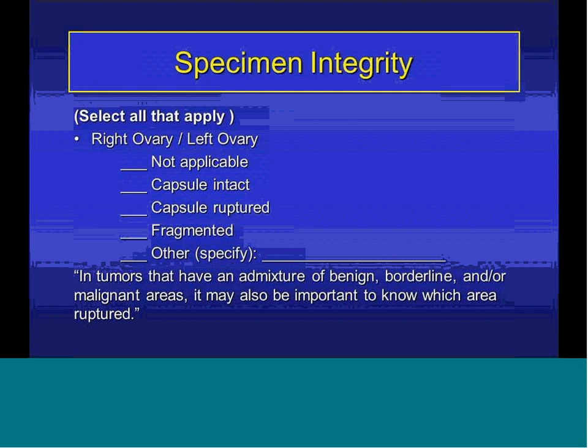Specimen integrity, very important in ovarian tumors. Whether the surgeon was able to remove the ovary intact or whether it was already ruptured prior to surgery or ruptured during surgery due to adhesions. It's often not possible for pathologists to determine when the rupture occurred, but it is important to note this. So was the capsule intact, was the capsule ruptured, or was it fragmented? The checklist does suggest that if there's an admixture of benign, borderline, and malignant areas, it's also important to know which area ruptured, but often this can be quite difficult to do in practice.